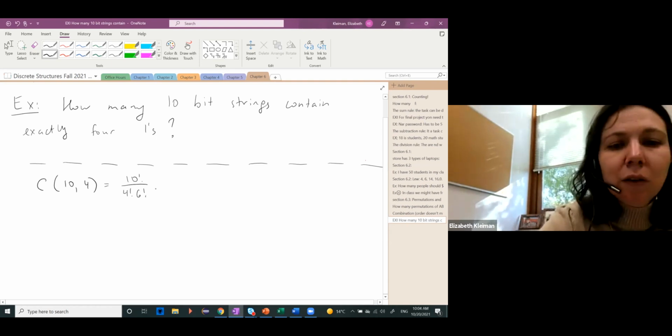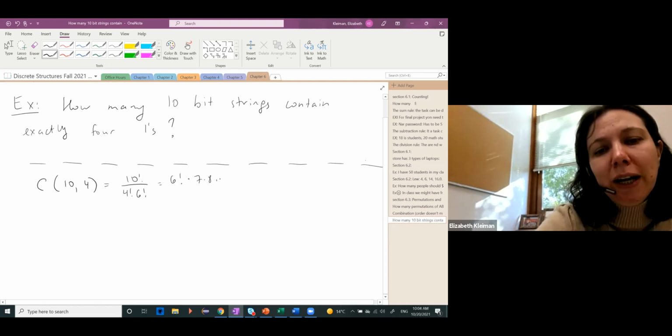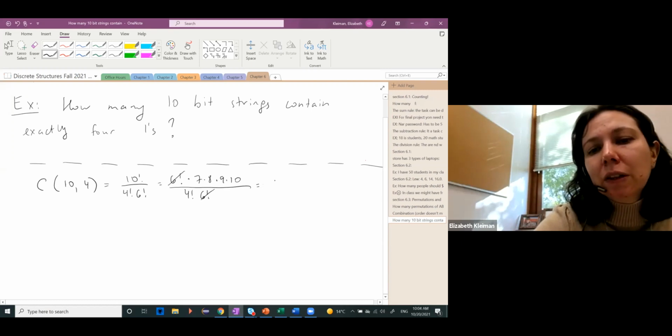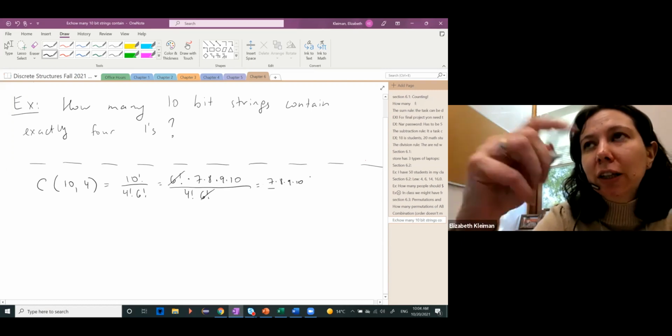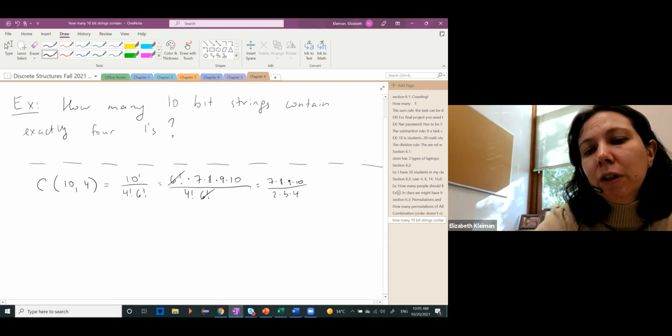And if you calculate it, 10 factorial is 6 factorial, multiplied by 7, multiplied by 8, multiplied by 9, multiplied by 10. This is 4 factorial, this is 6 factorial. I can cancel those two. So 7, 8, 9, 10. I'm just showing you how generally you can easily simplify the factorials. And then you have 2, 3, 4 here. 2 and 4 is 8.